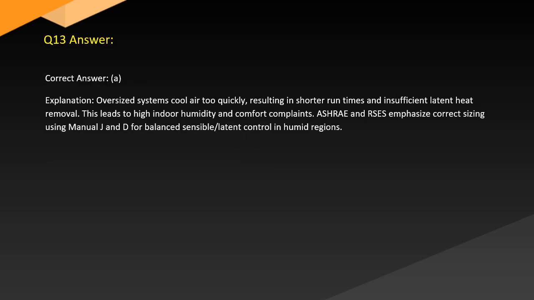Answer. Correct answer, A. Explanation. Oversized systems cool air too quickly, resulting in shorter run times and insufficient latent heat removal. This leads to high indoor humidity and comfort complaints. ASHRAE and RSES emphasize correct sizing using Manual J and D for balanced sensible and latent control in humid regions.